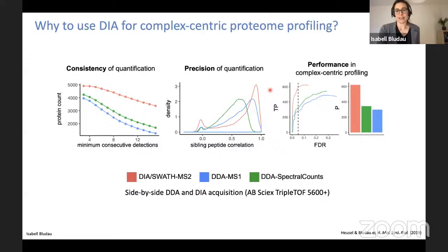Also, the precision of quantification appears to be much better. What you can see here on the x-axis is the average Pearson correlation of a peptide with its sibling peptides originating from the same protein, and the average correlation for DIA was much higher than for DDA. Finally, these two aspects put together resulted in a much better performance in the complex detection for DIA compared to the DDA workflow. However, I have to say that this is all data on the SCIEX TripleTOF instruments, so this might look slightly different for different instrument platforms.